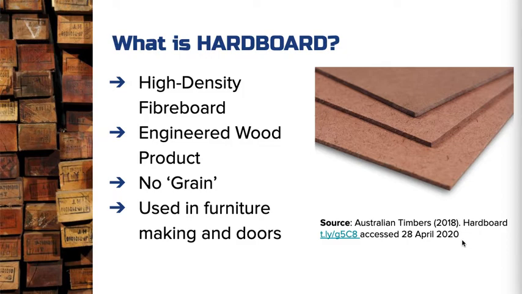There is no grain in hardboard. So if you're having a look here, you're going to see lines pointing some ways, lines pointing the other way. There's no single grain direction. There are lots of tiny little fibers in it, but there is no grain.